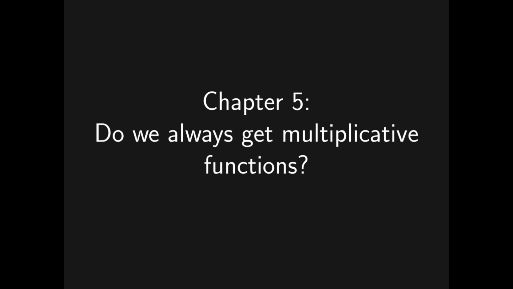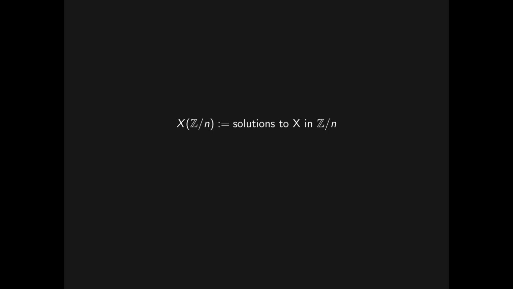A good question to ask is if we always get multiplicative functions when we point count in the integers modulo n. Let's explore this a bit. Let's say X of Z modulo n is the number of zeros to the polynomial system X in the number system Z modulo n, that is the integers modulo n. If we were to always get a multiplicative function, then X of Z modulo nm would have to be equal to X of Z modulo n times X of Z modulo m, whenever n and m are coprime.